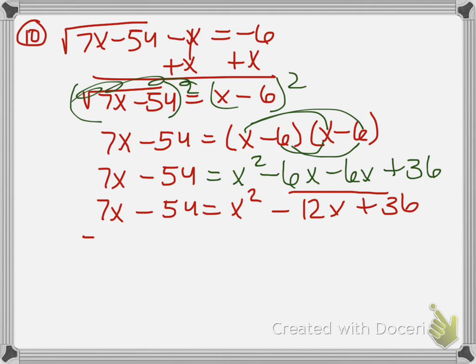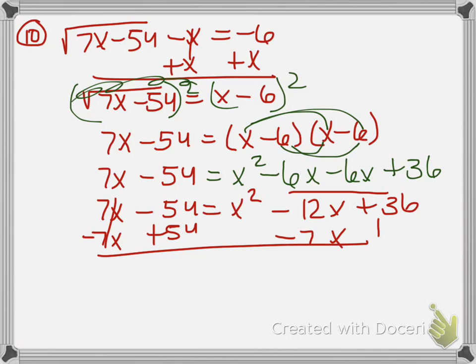The 36 comes down. I need to move everything, the 7x and the 54, to the right to keep your x squared positive. So I must subtract 7x, but also add 54. When I do that, I end up with x squared. Negative 12 and a negative 7 becomes negative 19x. 36 and 54 become 90.